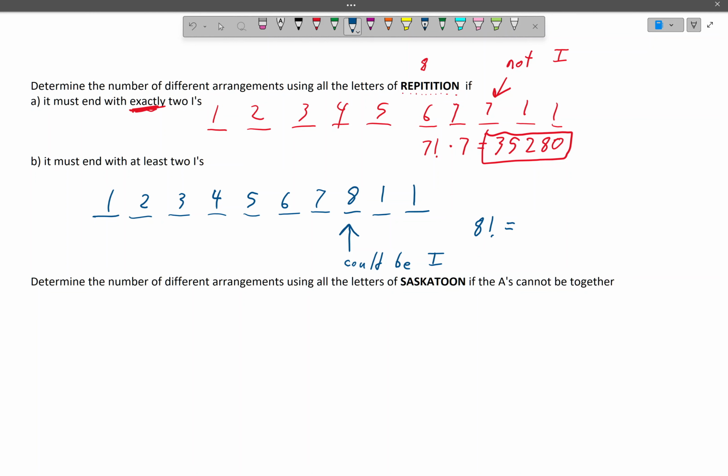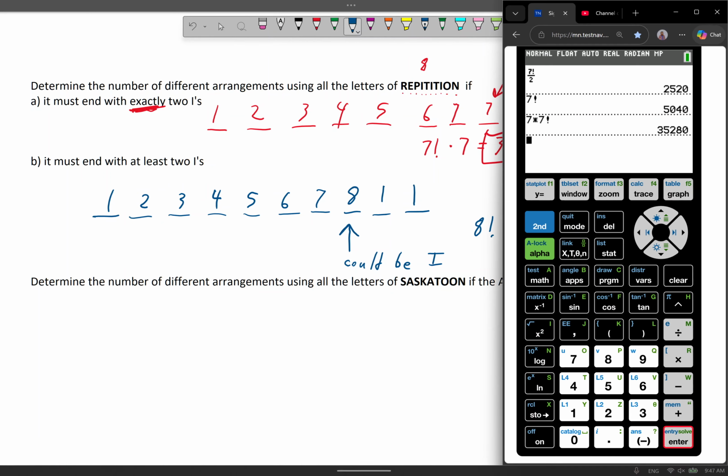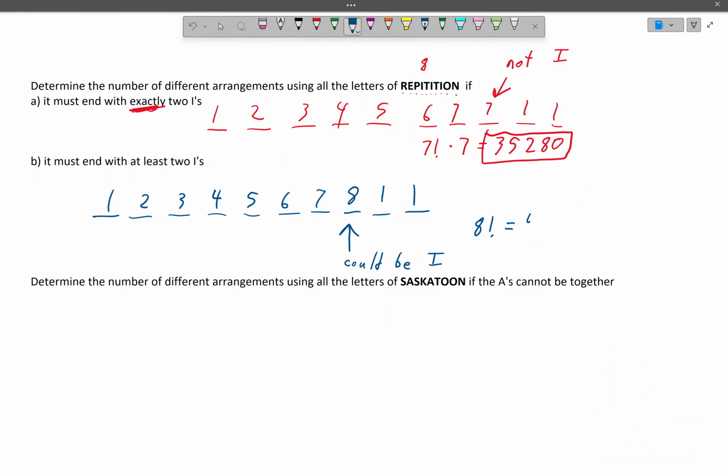Oh, but I made a mistake. No, I didn't. This works just fine. There are different ways of doing this question, but this works just fine. 8 factorial is 40,320.